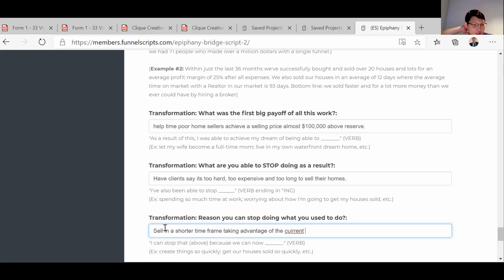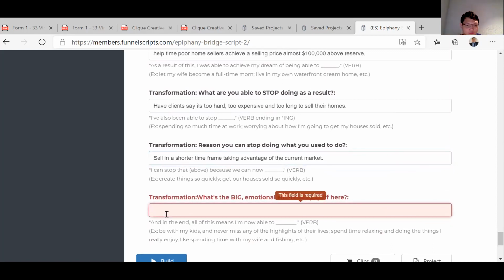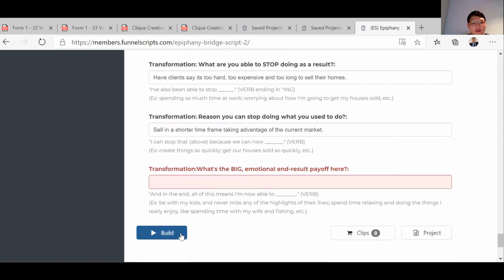Okay, then your last question. Once you finish, you can build the whole story, then I'll tell you how this is going to flow and how it's going to help you. What does it mean I'm now able to do? Basically, what was the big emotional end-result payoff? How did you feel after you've done this? You have to finish that one more question before you build. In the end, what does this mean I'm able to do, what was the big emotional end result you got after you've done everything? Okay, if that is the end result, now you can build.